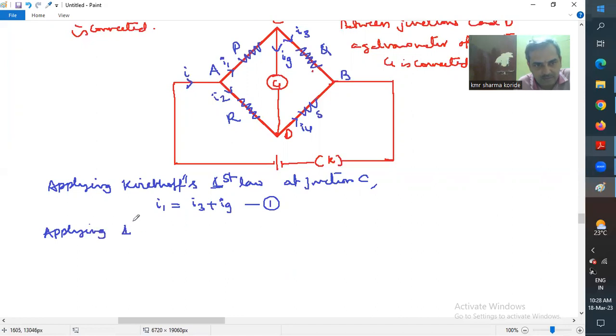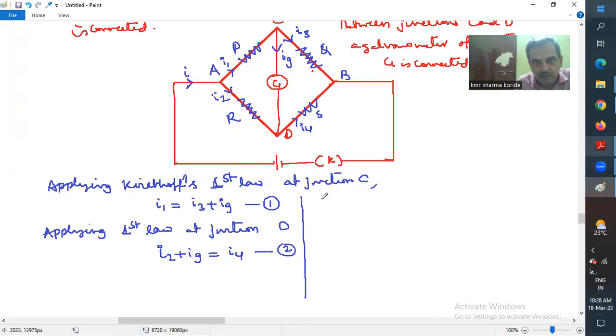Similarly, applying first law at the junction D. So therefore, at junction D, both I2 and Ig are flowing towards D, and I4 is going away from D. So you call this equation 2. So this is the application of first law at junction C and D.